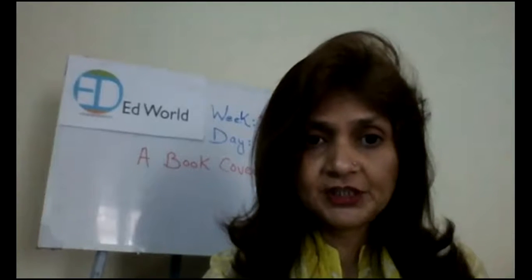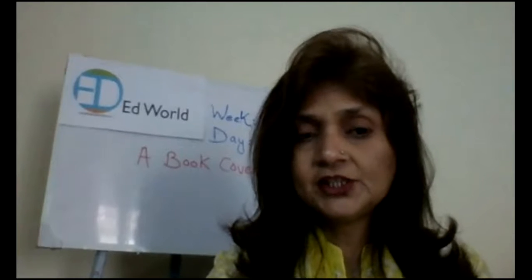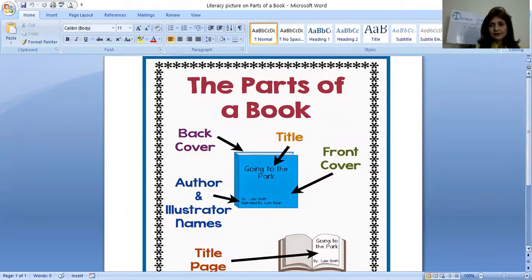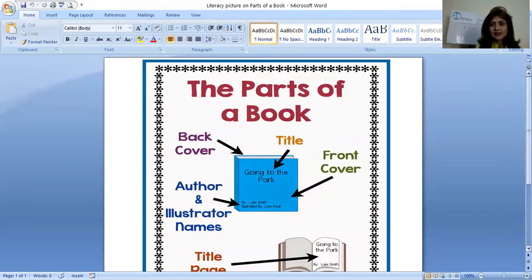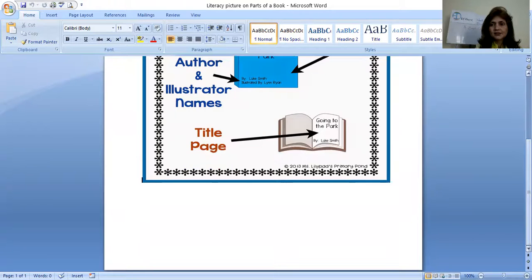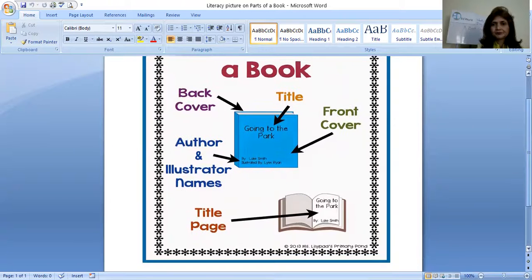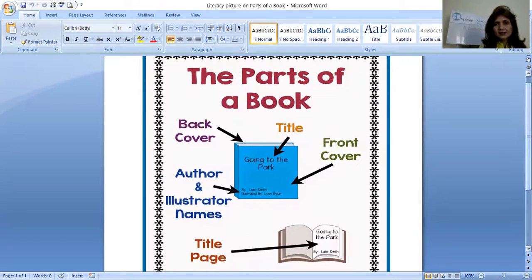Now I'll share another picture with you. This picture tells you about the different parts of a book. Now, you can see how many parts there are in this book, right? All books have these parts. Just a minute. Yes, you can see this is the title. Going to the park is the title of the book. It means that this book is about going to the park. It tells you something about the park, right?